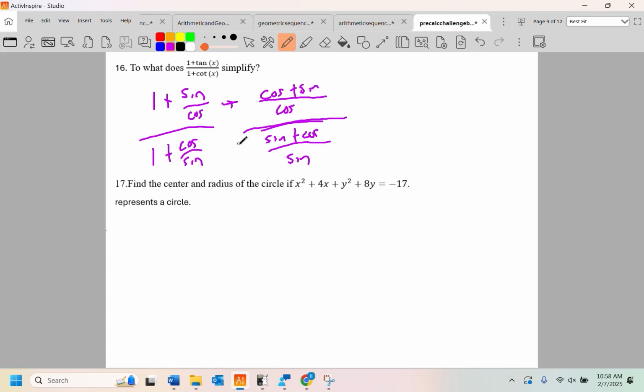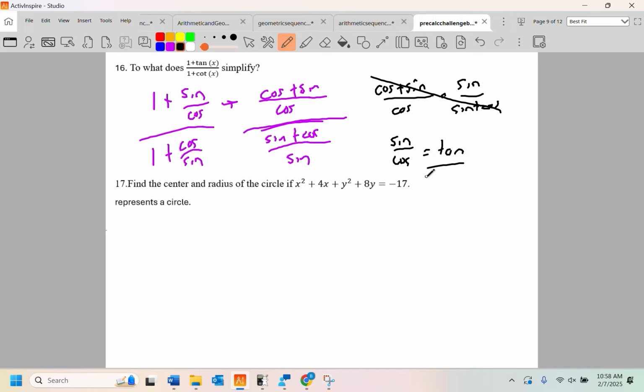Now you divide one fraction by another by multiplying by its reciprocal. So we have cosine plus sine over cosine times sine over sine plus cosine. Now cosine plus sine is the same as sine plus cosine, straight up cancellation. We have sine over cosine, which is by definition tangent.